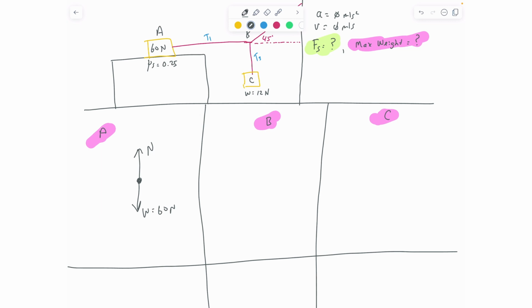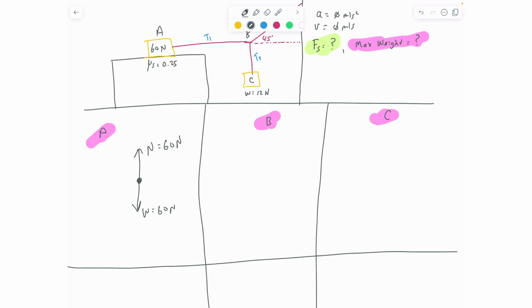Now, we have the weight pulling down, 60 newtons. The question is, what's the normal force? Is A moving up and down? No, it's not. It's not moving at all, but even when it does move, it's going to move left to right in X. It's not going to move in Y. So if it's not moving in Y, that means this and this have to be the same because the forces have to be balanced. If the forces are imbalanced, that causes acceleration. So N has to be the same as W. It has to be 60 newtons. If it wasn't, it would be accelerating, and it's not.